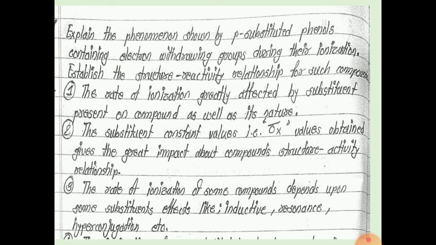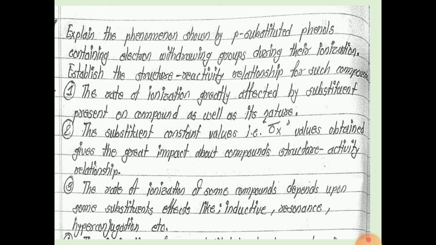The next type of question that arises in this topic: explain the phenomenon shown by p-substituted phenols containing electron withdrawing groups during their ionization, and establish the structure reactivity relationship for such compounds. The rate of ionization is greatly affected by the substituent present on the compound, as well as its nature. The substituent constant value, the sigma x value, gives a great insight into the structure activity relationship. The rate of ionization of a compound depends upon substituent effects like inductive, resonance, hyperconjugation, etc.